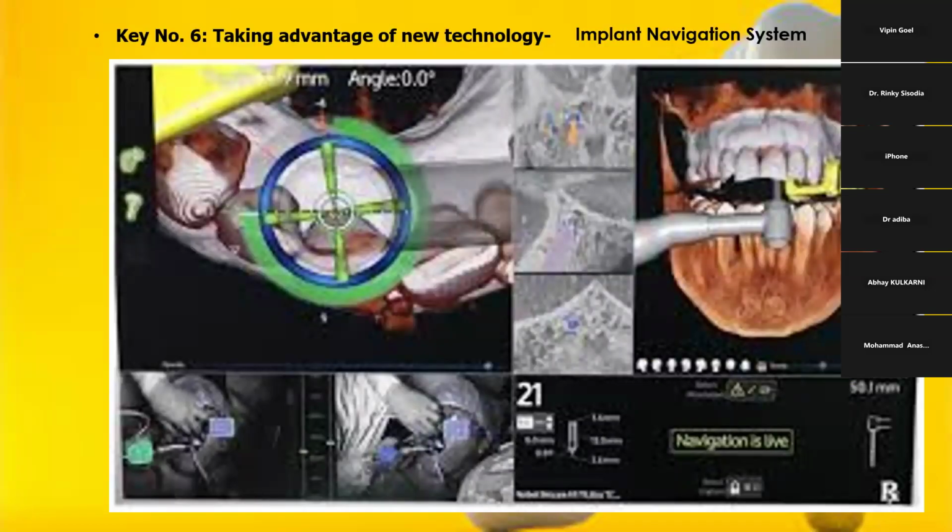In the same way, we have an implant navigation system. Our CBCT is loaded in the software. We get the whole CBCT on the screen. The handpiece is connected to the software also. So when we are going to place the implant or when we are drilling, at the same time we can see on the screen where we are going in the bone or away from the bone.